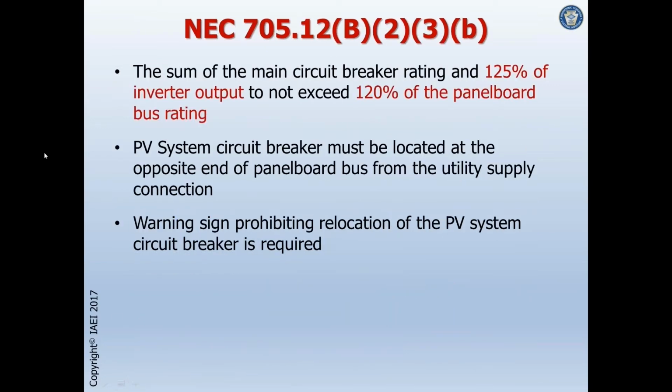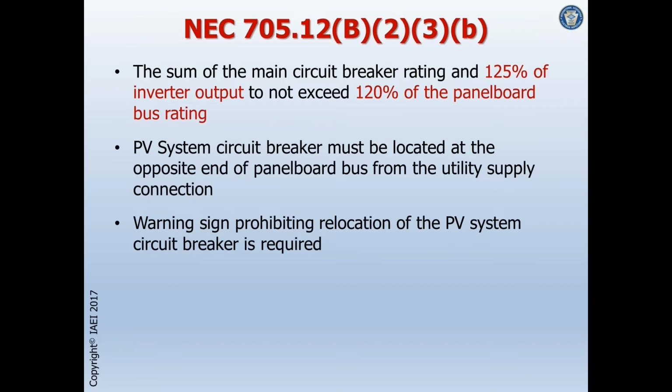So for 3B, or the 120% rule, what that says is the sum of the main circuit breaker rating, or the feeder breaker, and 125% of the inverter output are not to exceed 120% of the panel board bus rating. So you're allowed a 20% extra supply, if you want to think of it that way in this case.